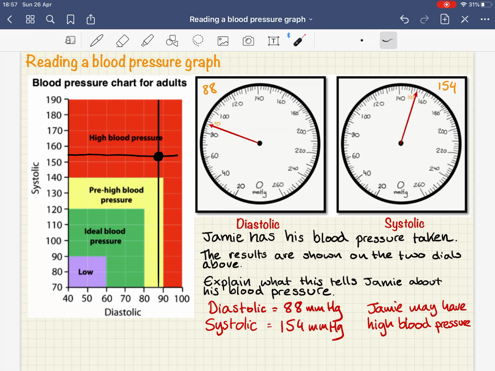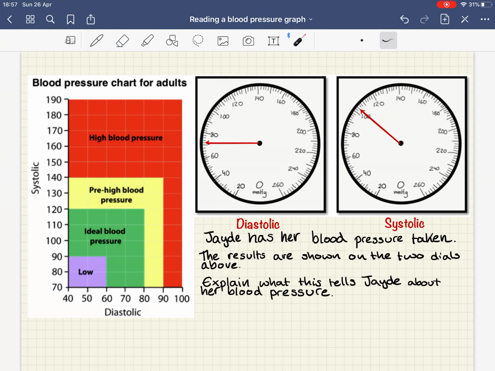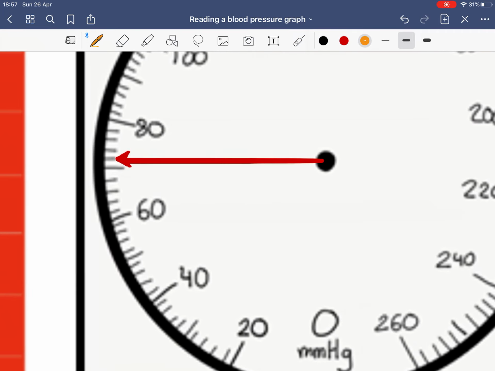So we're just going to look at one more example just because these are pretty quick and straightforward. Exact same idea again. Jade has her blood pressure taken. The results are shown on the two dials above. Explain what this tells Jade about her blood pressure. First thing I'm going to do, same as before, is zoom in. Here's my big line and I'm in between 80 and 60. So that longer line there is going to be 70. That's going to make that 72.